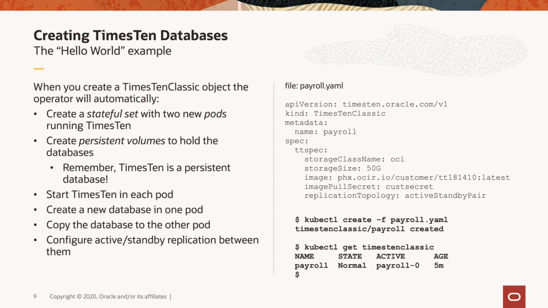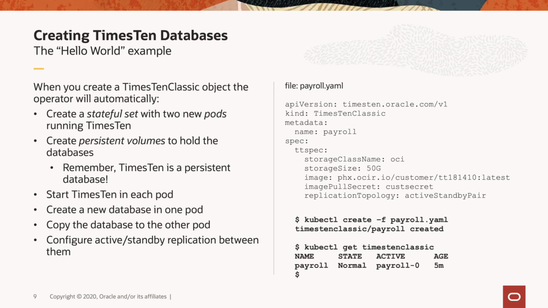Kubernetes will also be told to create several persistent volumes to hold these databases. Remember, TimesTen is called an in-memory database, but it actually stores data on disk persistently, or in flash these days, persistently. And so we need storage in order to hold those databases. Once Kubernetes creates those stateful sets and pods and persistent volumes, the TimesTen Kubernetes operator will start TimesTen in each of those pods automatically. We'll create a new database in one of them. We'll copy that database to the other one, and we'll then configure active standby replication between them so that the databases are kept in sync from then on.